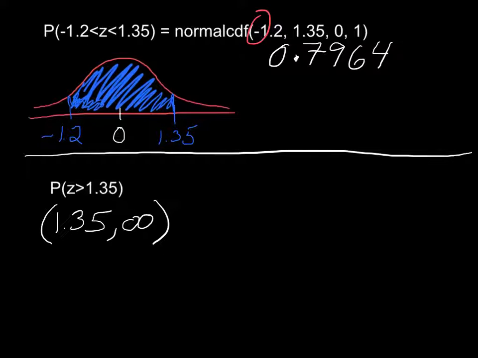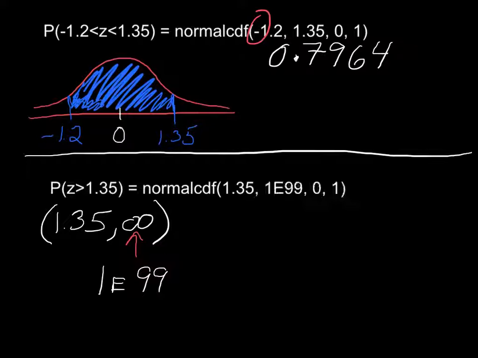The way I enter something like this in my calculator is I just use a really big number. I'm going to use 1, and there's an exponential key on there, and I'm going to say 1E99. That essentially means 1 times 10 to the 99th. So I'm going to use 1.35 as my lower bound and 1 times 10 to the 99th as my upper bound. If you execute that, you're going to get 0.0885.